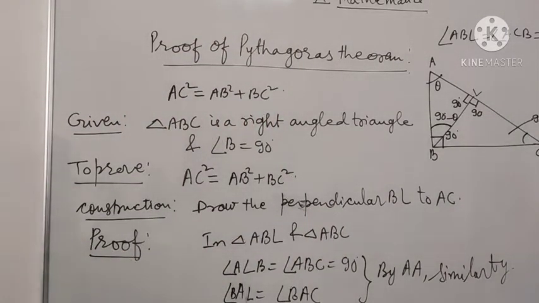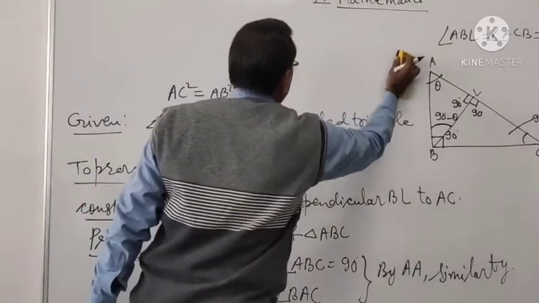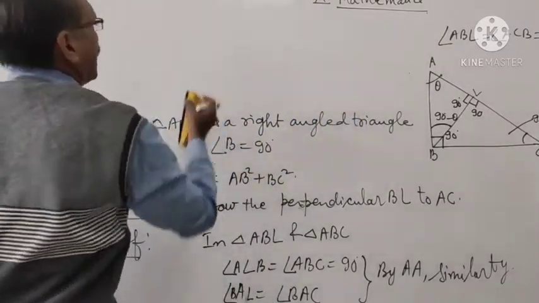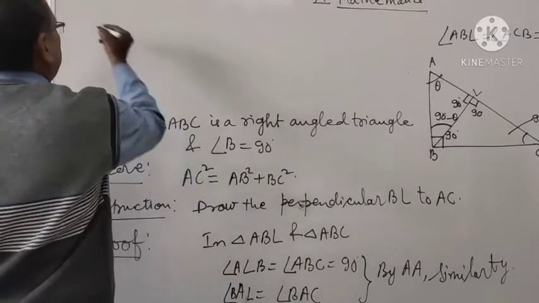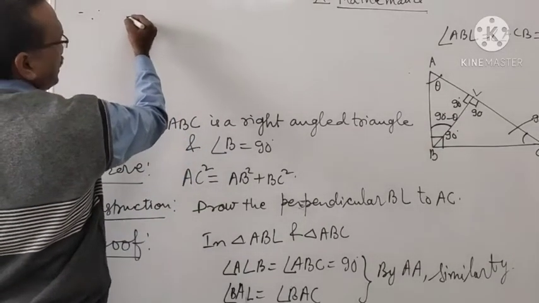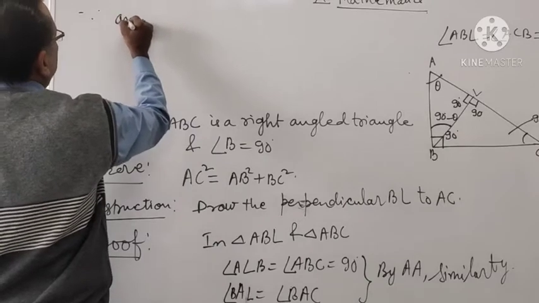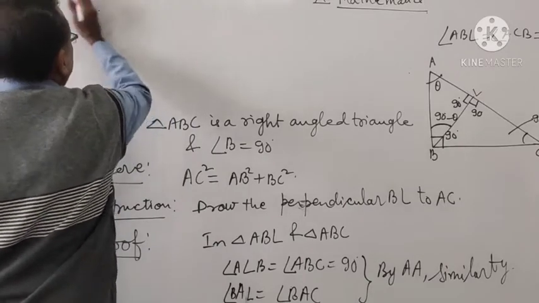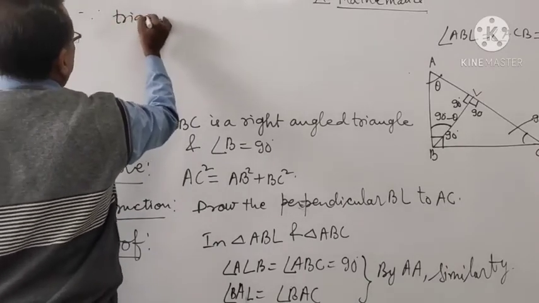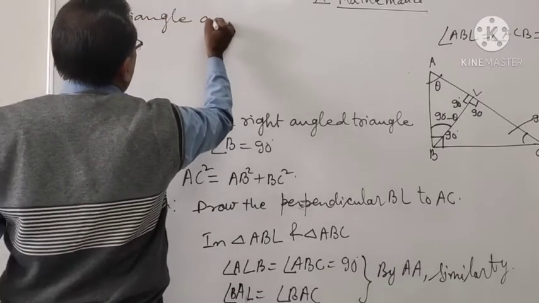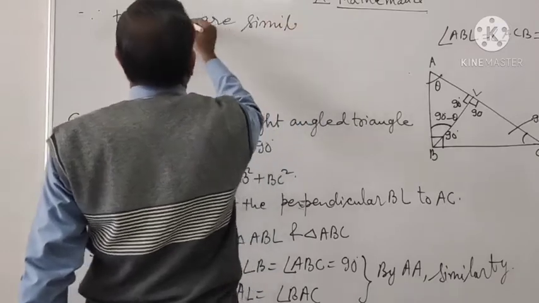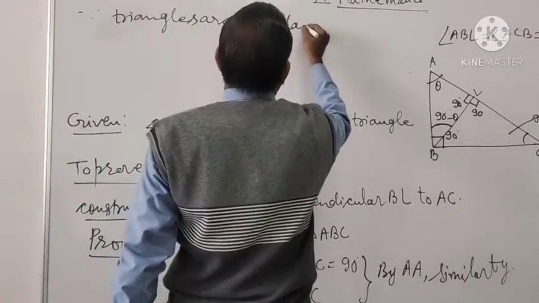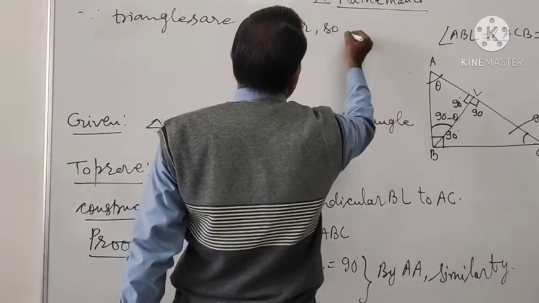Then we compare the corresponding sides. Since the angles are equal, the triangles are similar, so sides are proportional.